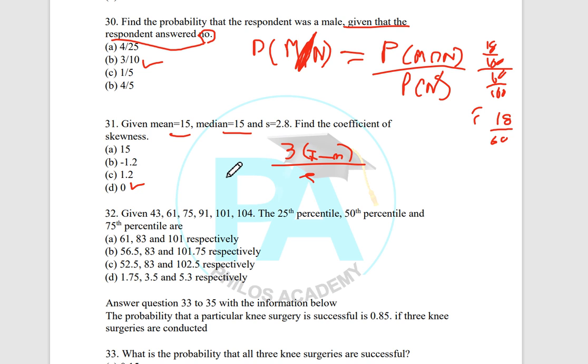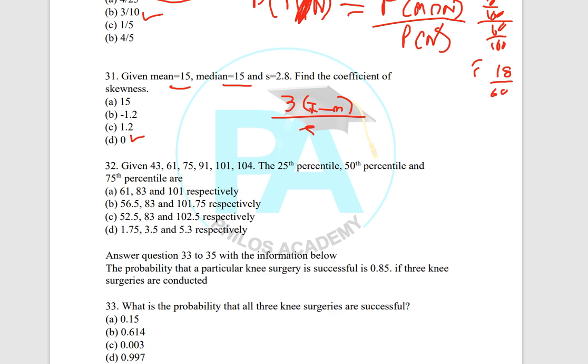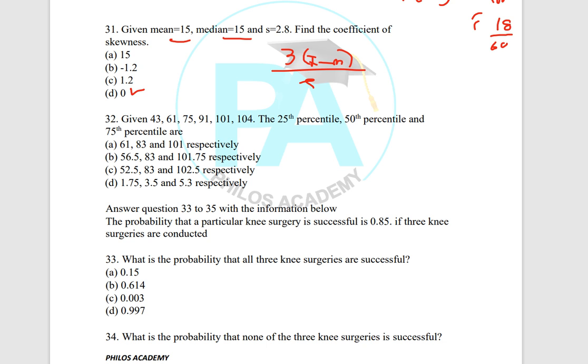Meaning it's neither skewed to the right nor skewed to the left. That's the meaning. When you get a coefficient of skewness of 0, it means that the curve is symmetric. It is not right skewed and it is not left skewed as well. Okay. So let's look at question 32.